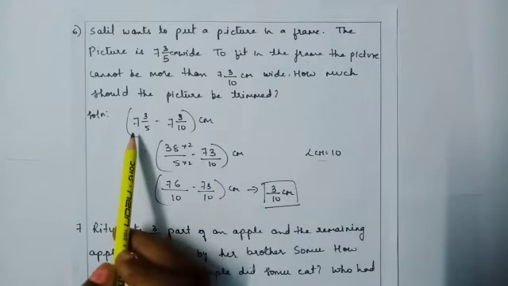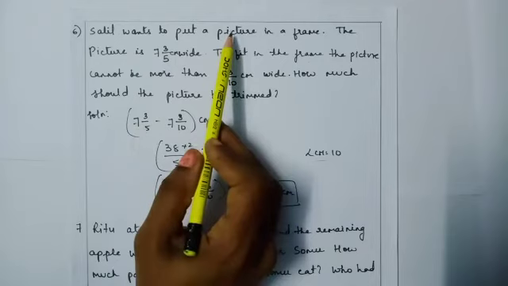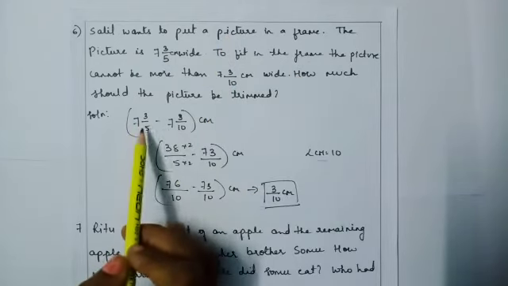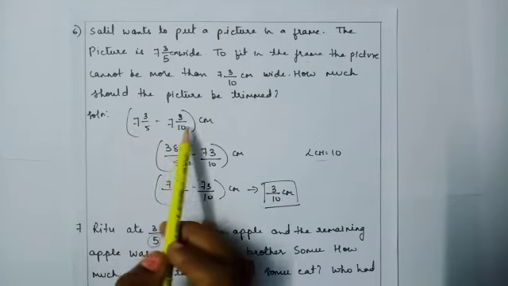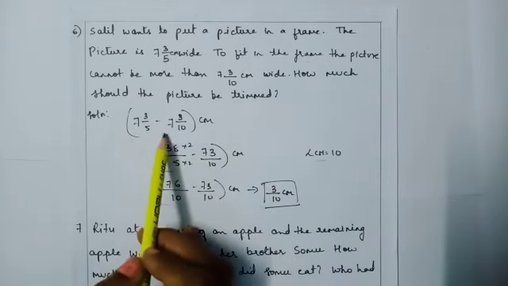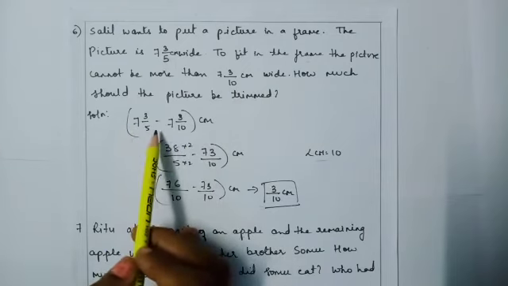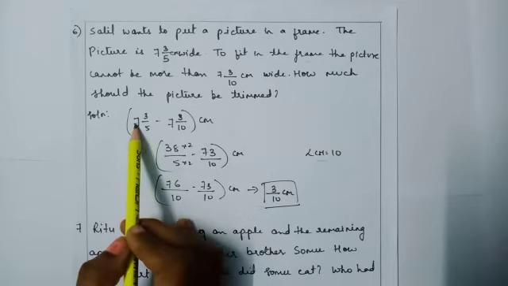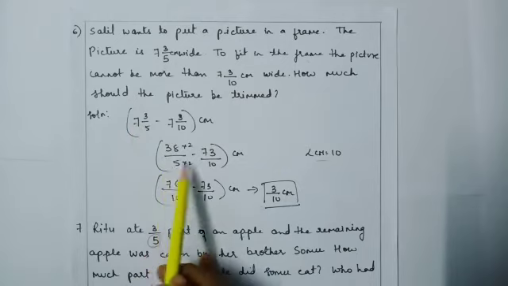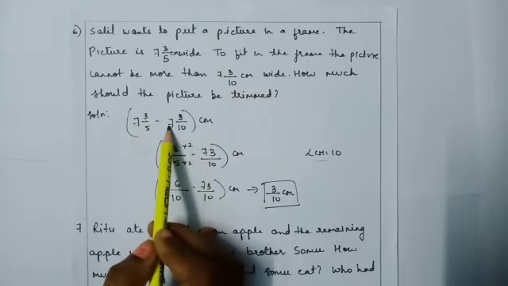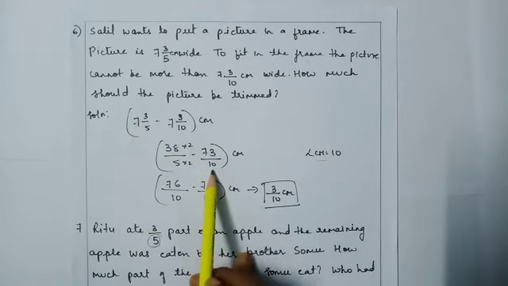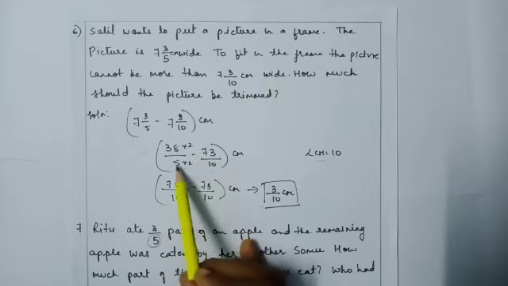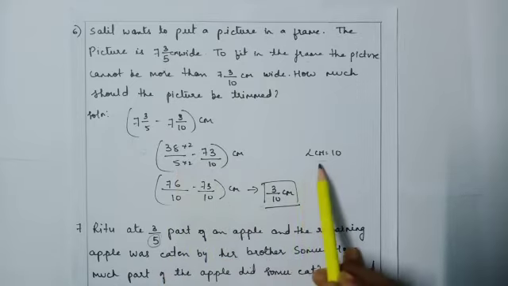So first I will take the width of the picture. From that I am going to subtract the width of the frame, that is 7 3 by 5 minus 7 3 by 10 centimeters. Both of them are in the mixed fraction form, so let me convert that to the improper fraction form. 5 7s are 35 plus 3 is 38 by 5 minus 10 7s are 70 plus 3, 73 by 10. Now I am going to subtract these two fractions. So I will take the 5 and 10 out and find the LCM.